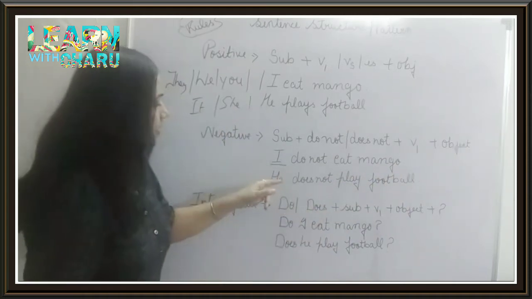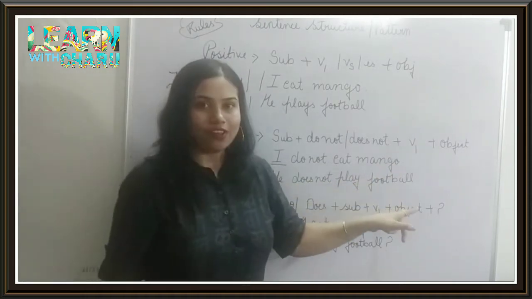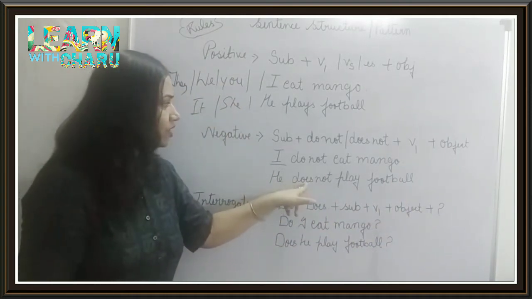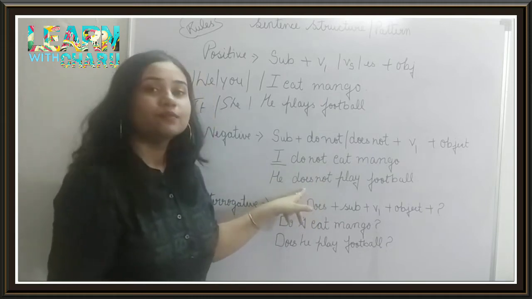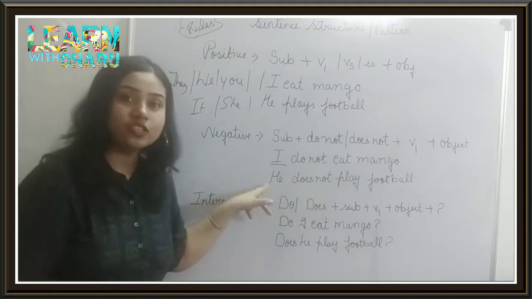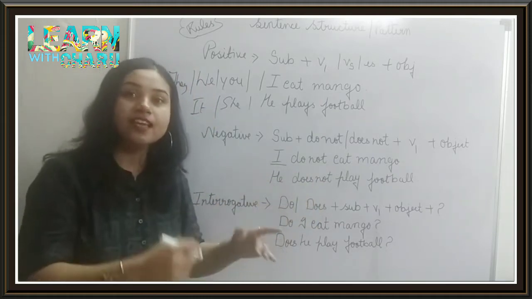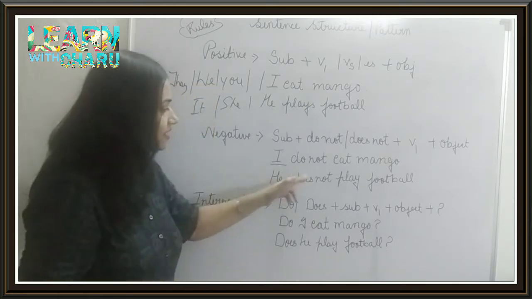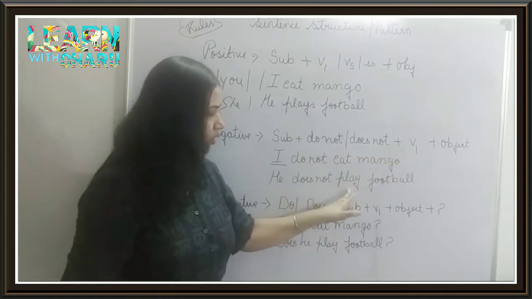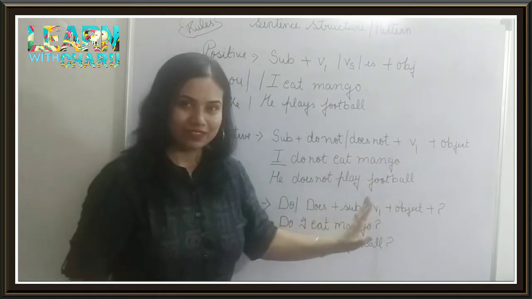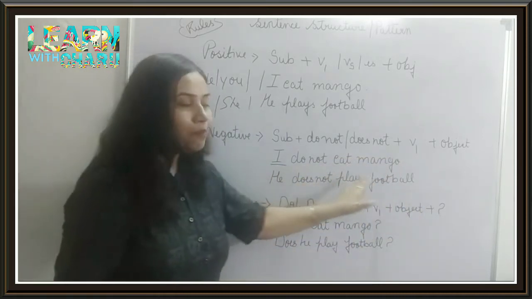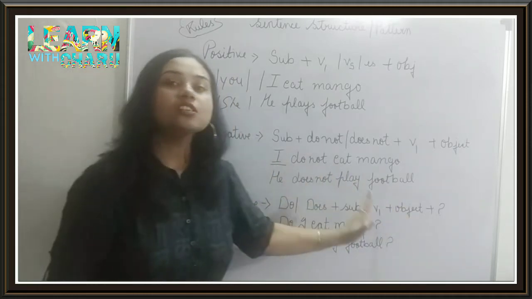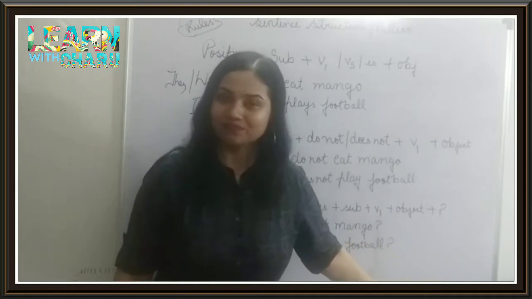Understand? He does not play football. Okay? He is subject, does not. So does is used with he, she, it. With he, she and it, what do we use? Does. Okay? So he does not play, verb first form, and football. Understand? So he does not play football, she does not play football, it does not play football. Okay?